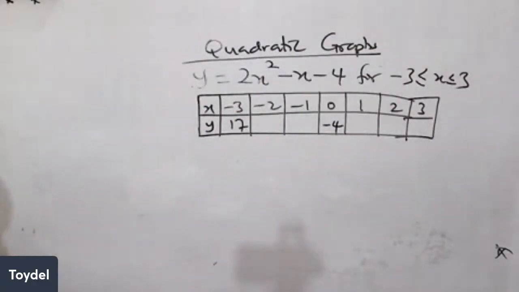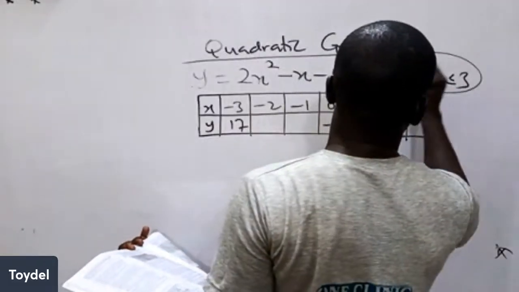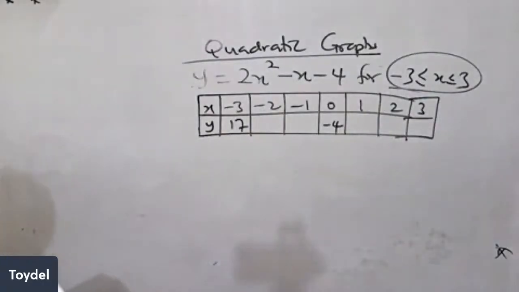So the question says copy and complete the table of values for y equals 2x squared minus x minus 4, for this range. In every graph, there must be a range of values, from minus 3 to 3. That is the A part of the question.